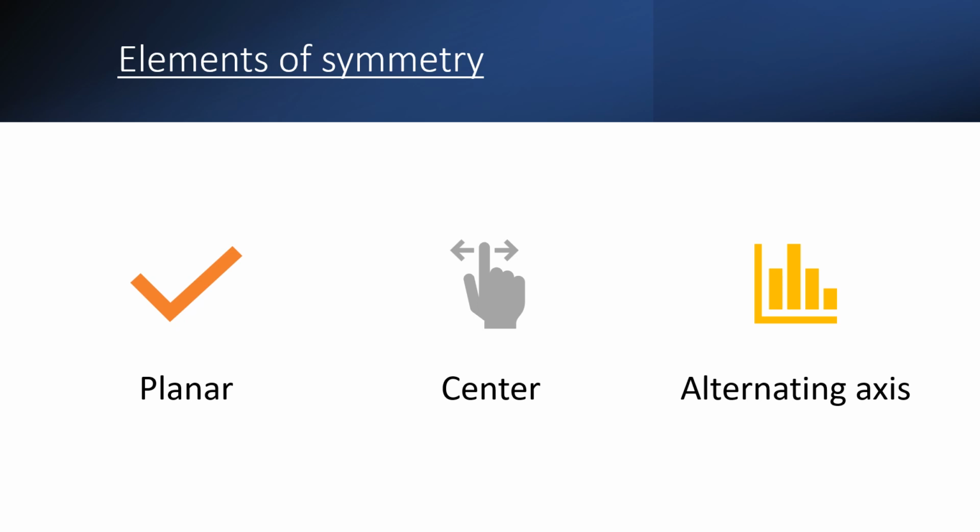Let us look into the elements of symmetry. There are three major elements of symmetry: planar symmetry, center of symmetry, and alternating axis of symmetry. Planar symmetry: to divide the molecule into two equal parts such that one part of the molecule will be a mirror image of another part. For example, here is a compound which can be divided into planar symmetry by dividing it exactly from the middle here. So this is an example of planar symmetry.